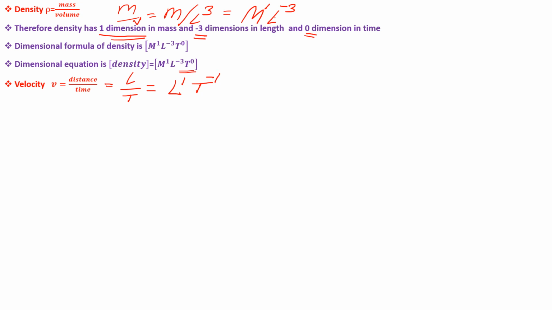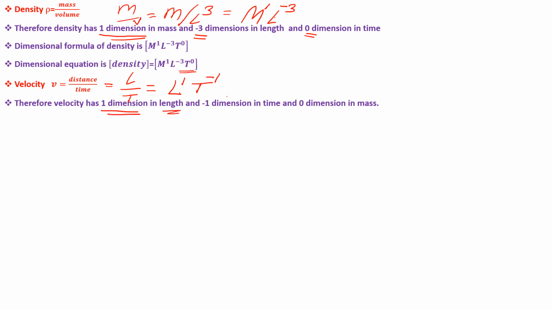And it is independent of the mass. So mass to the power 0 you can write, no need of writing that. And while writing the dimensional formula, what do you write? Velocity has one dimension in length, that is L to the power 1, and minus 1 dimension in time, and 0 dimension in mass, that is, velocity is independent of the mass. And how to write the dimensional formula then? That is easier. Already we have written, that is m to the power 0 because it is independent of mass.